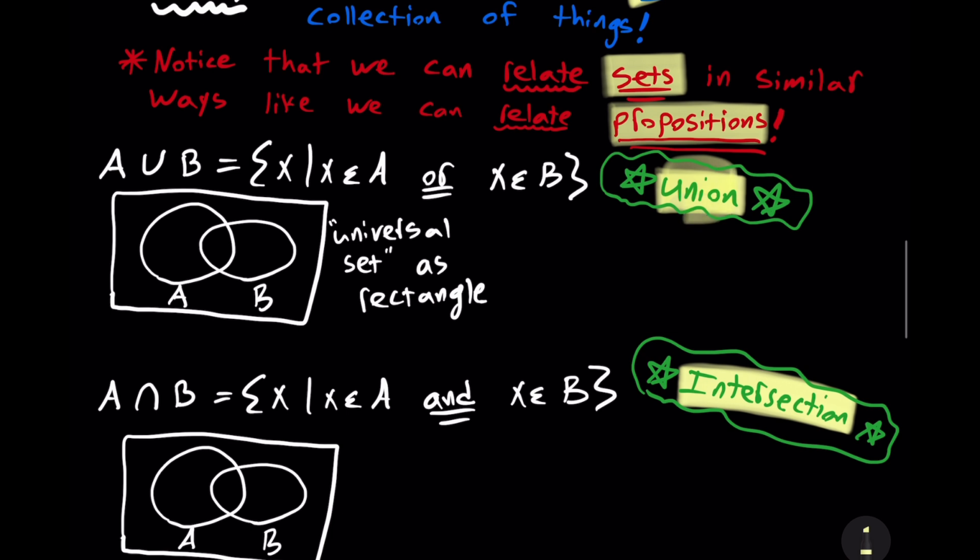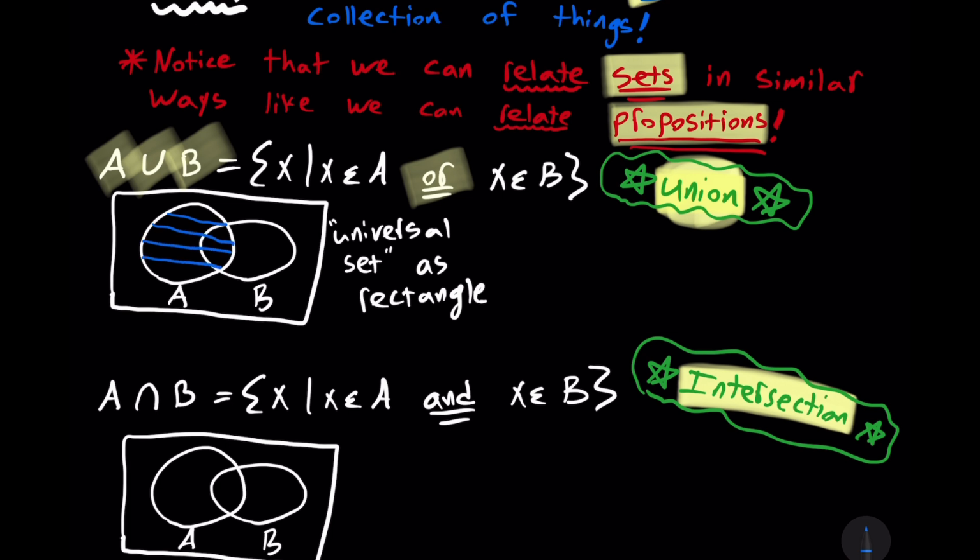Now, the union of two sets, let's say set A, set B, the union between them is just going to be equal to X such that X is an element or member of A or X is a member or element of B. And we can visualize this with a Venn diagram. We have a rectangle as a universal set. We have the circle A representing the set A and the circle B representing the set B. We're thinking about anything that belongs to the circle A, the set A, or anything that belongs to the set B, that is to say, the circle B.